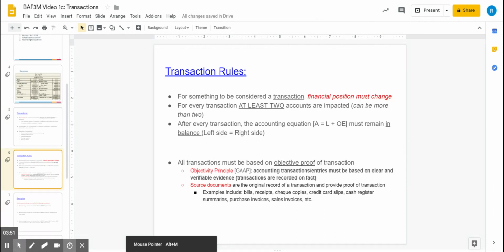So the next step is making what I just said make sense, hopefully. So here's how I'm going to try to do it. Here are the rules for transactions. First of all, make sure it is a transaction.